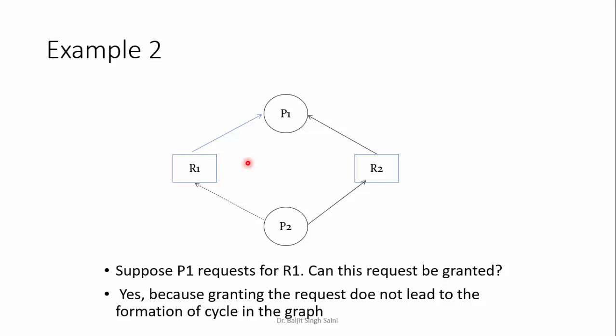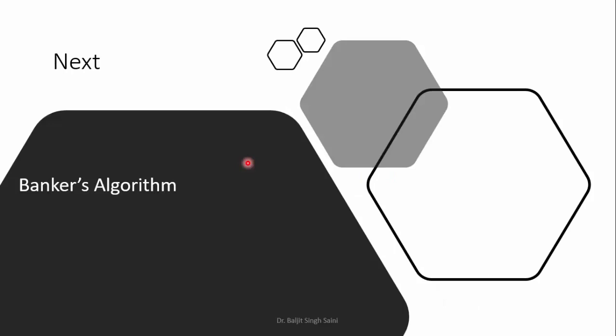The next topic for discussion will be Banker's algorithm. The limitation of resource allocation graph was that it can be used only for a single instance of each resource. So to overcome this limitation, the next algorithm is Banker's algorithm, which we are going to study in our next topic.